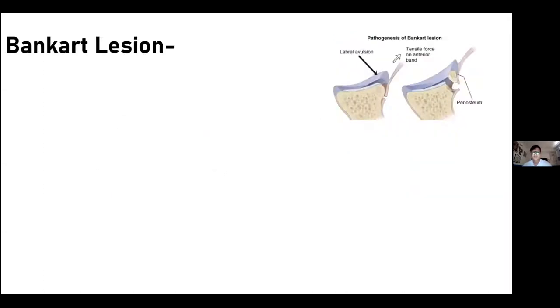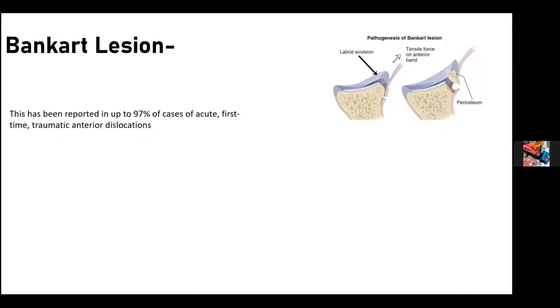Coming to a few pathological lesions associated with anterior shoulder instability, the most important and the most common is the Bankart lesion. It is nothing but a torn anterior inferior glenoid labrum when the humeral head comes out in an anterior direction. It is present in up to 97% of cases of acute first-time traumatic dislocation. We should keep in mind that whenever the shoulder dislocates with a good amount of trauma, there is always a chance that the Bankart pathology has already occurred, and it will subsequently lead to recurrent instability.